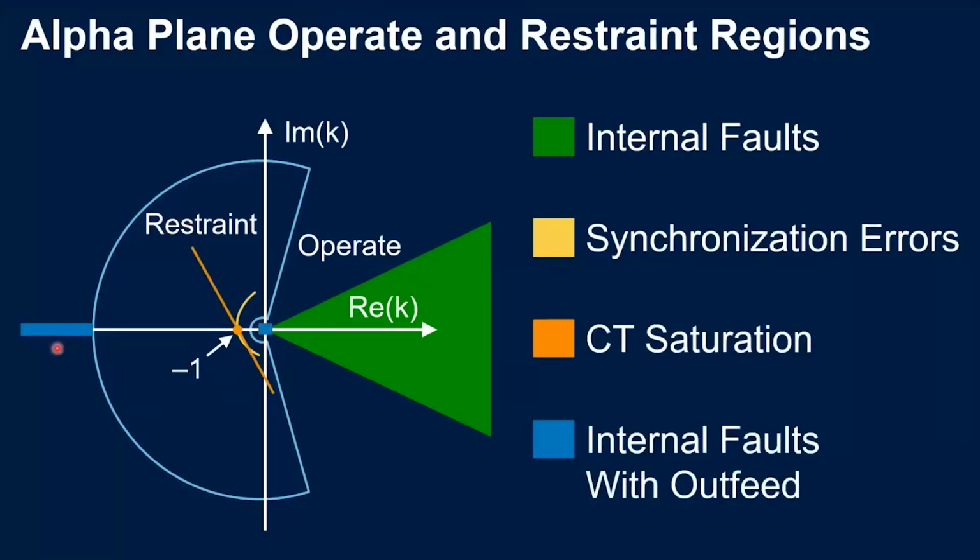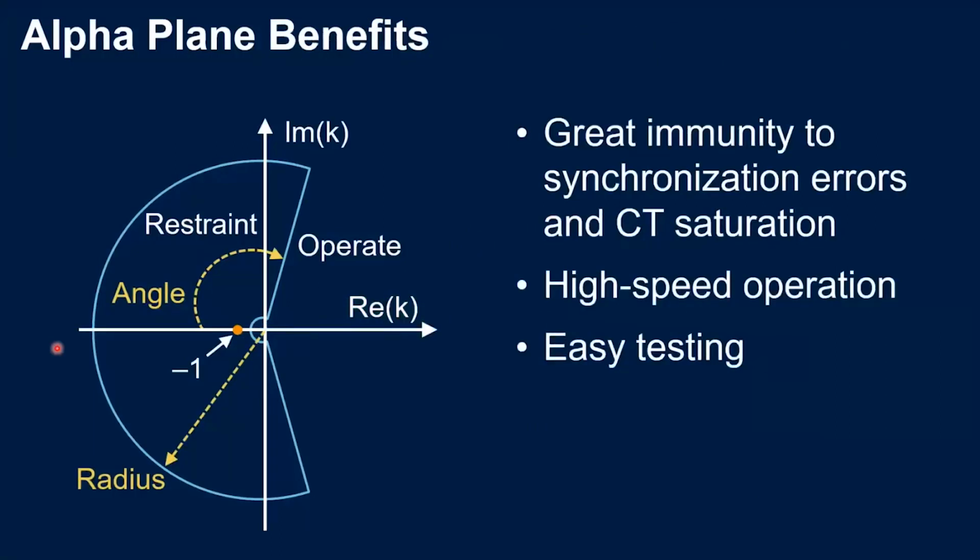So to build the alpha plane characteristic, or better to define it, we have an angle, which is the angle of this semicircle, and the radius of the characteristic. We will see that this gives us greater immunity to synchronization error and desaturation, as we are seeing. It has high-speed operation with times less than 30 milliseconds, more or less 1.5 power cycles. We will see at the end of the presentation some slides with operating times.